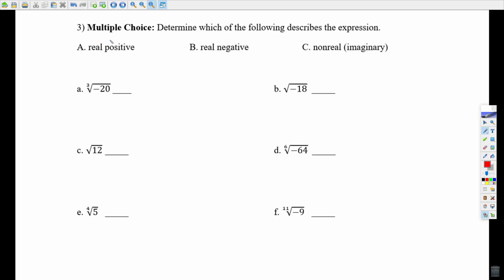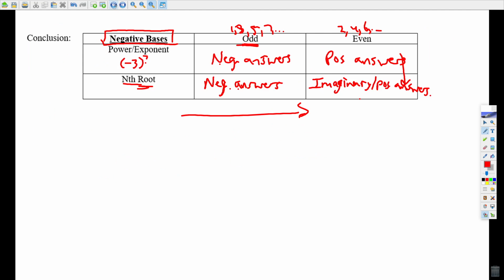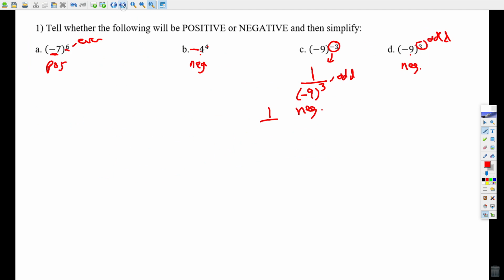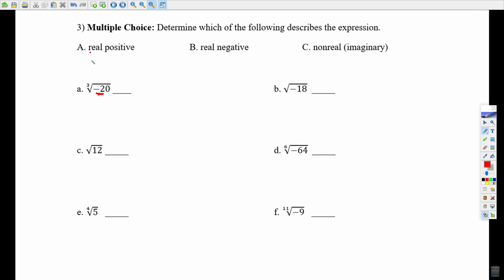How about number 3 in the multiple choice? Determine which of the following best describes the expression. Either going to say it's real and positive, real negative, or non-real, in other words, imaginary. So the third root of a negative number, third root, that's odd root. Keep going back to this table. An odd root is going to be a negative answer. So this is going to be B.